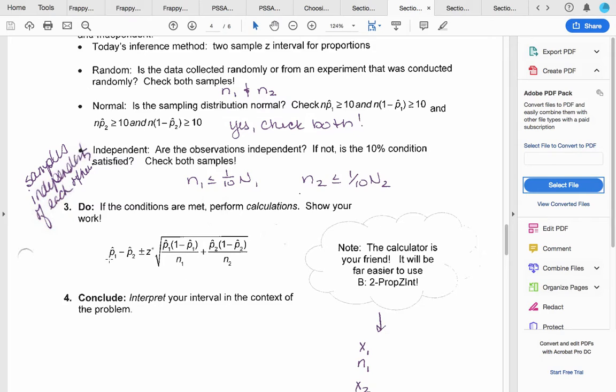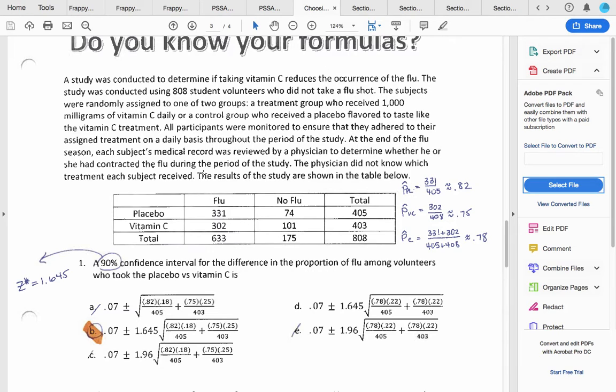So the formula for the confidence interval is p hat 1 minus p hat 2 plus or minus z star times the square root of p hat 1 times 1 minus p hat 1 over n1 plus p hat 2 times 1 minus p hat 2 over n2, okay? So back here, I calculated my proportion of flus for the placebo, my proportion of flus with the vitamin C, and then I calculated that combined proportion. I don't need that yet for the confidence interval.